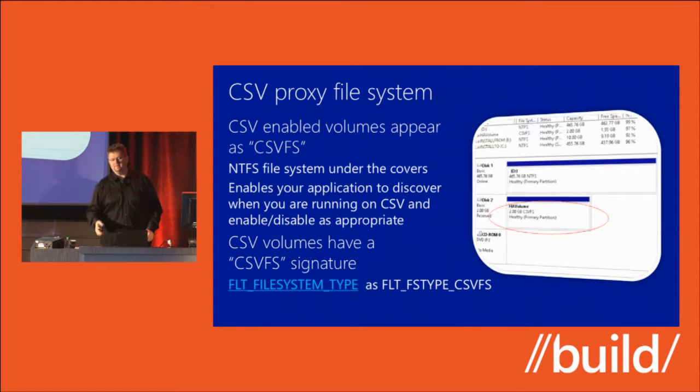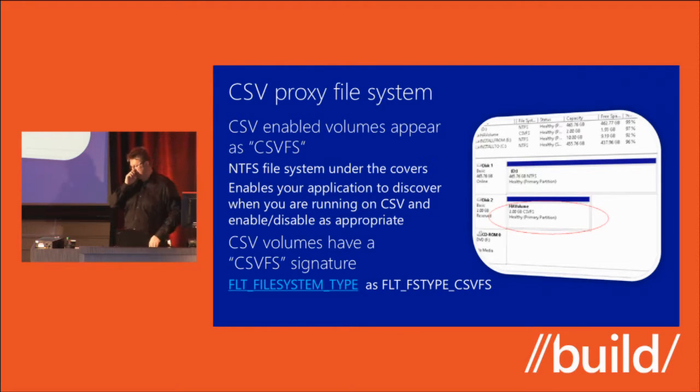CSV, I talked about, appears as a proxy file system. So you go and format a volume. It will show up as NTFS. You get your NTFS volume. You can take things in and out of CSV. Under the covers, it's still NTFS. When you enable a volume to be CSV in 2012, it will now show up as CSVFS and actually has a different file system identifier. We do this for a very specific reason, to help enable you, ISVs, OEMs and IHVs, to integrate with CSV. So we want you to know you're running on top of CSV.